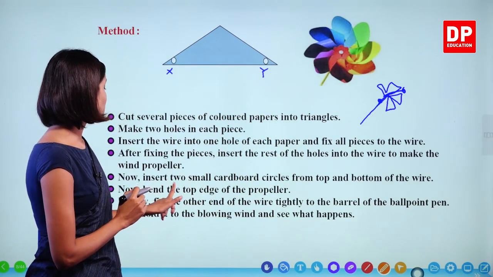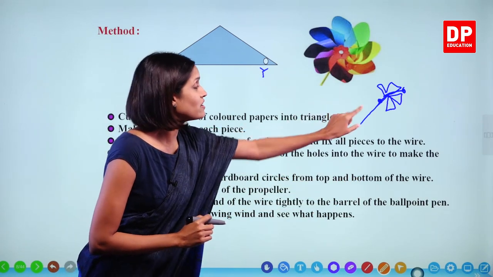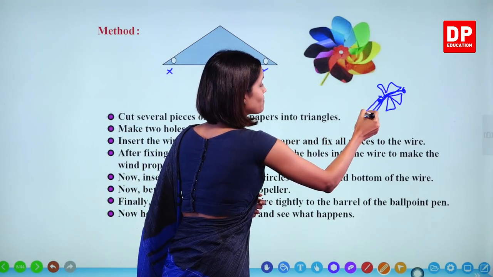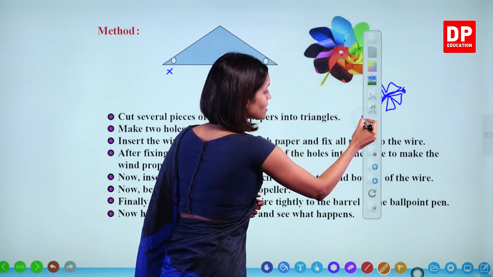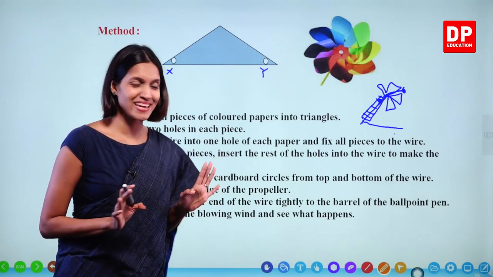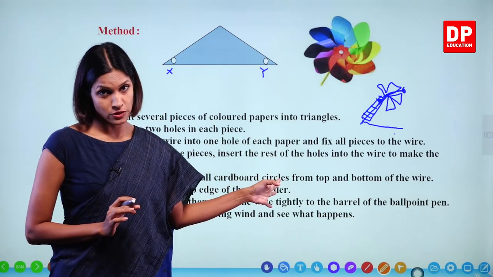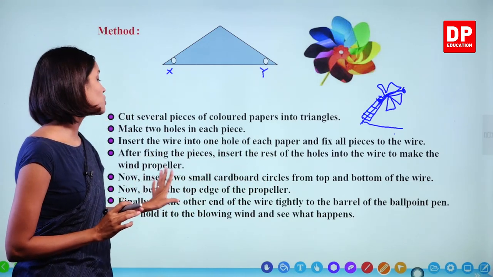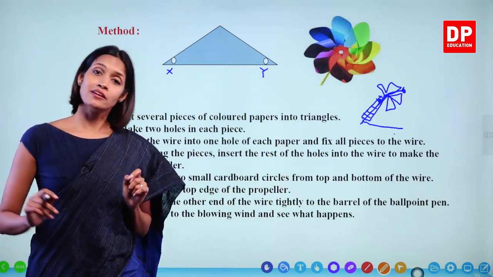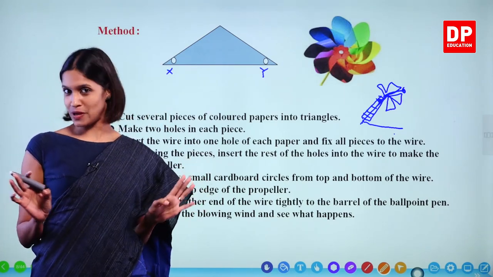Right? Finally, fix the other end of the wire tightly to the barrel of the ballpoint pen, so this wire will not move here and there. You have to insert the barrel of the ballpoint pen, and after that, from this side, you have to bend it again. I'm going to show you how to make this, okay? Then hold it to the blowing wind and see what happens. You can take this wind propeller after making it and go out and run around. Okay, children? So let's go and see how to make this wind propeller.